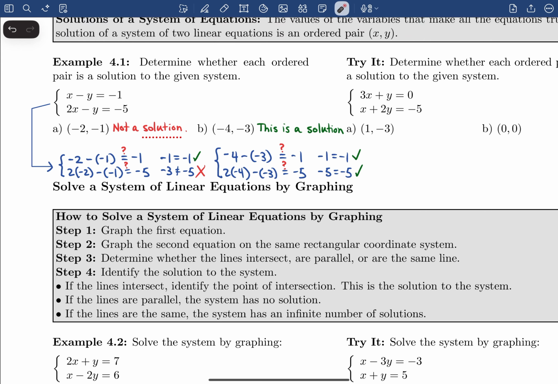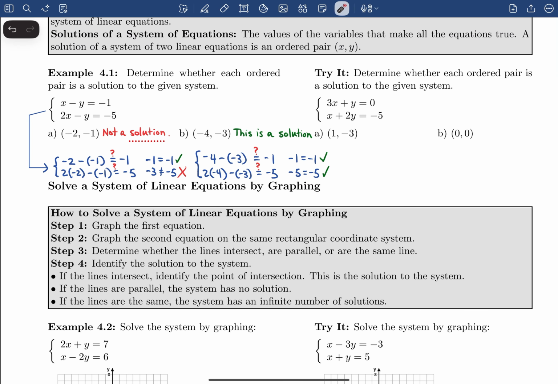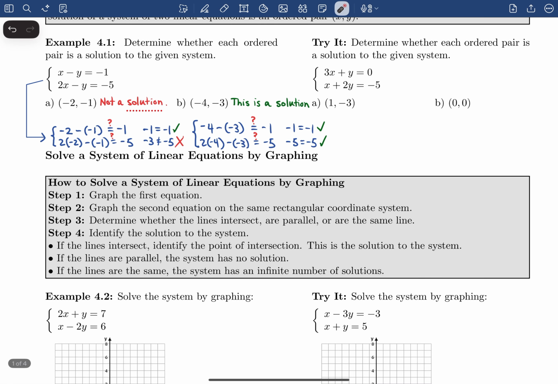That we're going to talk about here as we move forward. So there are many ways to solve systems of linear equations, and today we're going to talk about 3 different methods for solving systems of equations. And we're going to begin by talking about solving a system of linear equations by graphing. And here's a how-to step process for doing that.